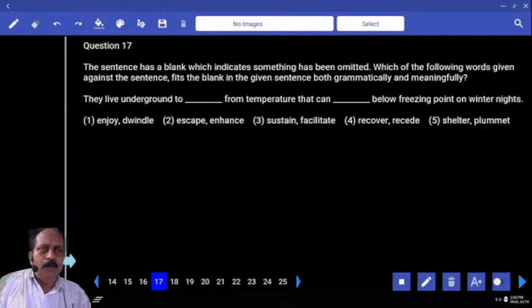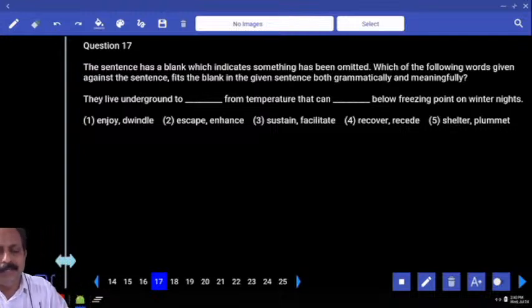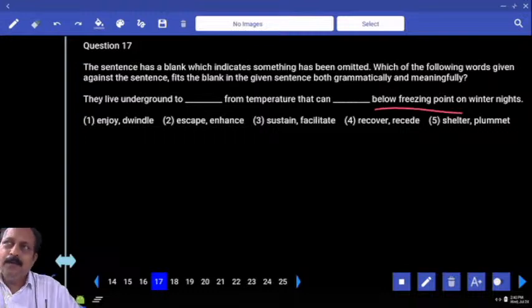They live underground. This is also a bit challenging in my opinion. They live underground to blank from temperature that can go below freezing point. You have to think of the word that can go below freezing point. What is the word you have to think of? Never think of the options first. First you ask yourself, what is the word that goes with this context? Temperature that can go below freezing point. Once you know that, let us see.